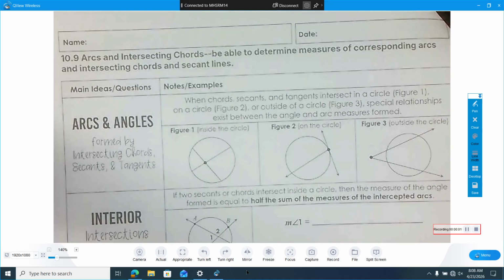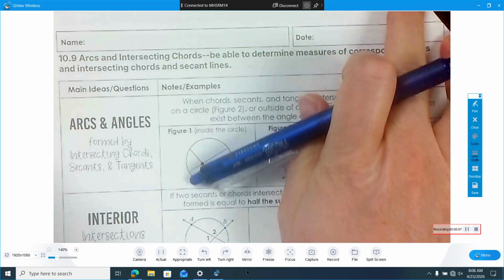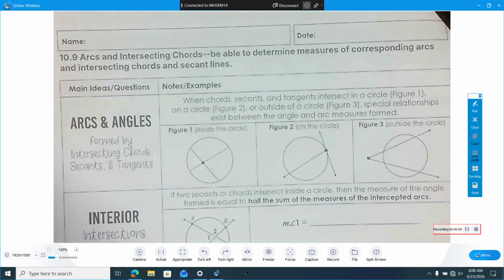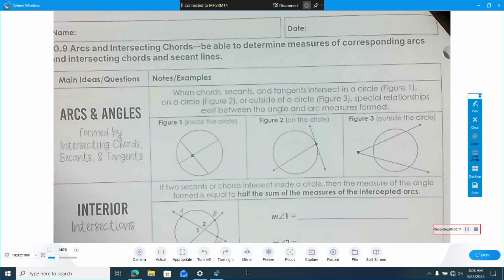and intersecting chords and secant lines and their measures. And it turns out that it's pretty easy. So we have a couple different kinds of lines.